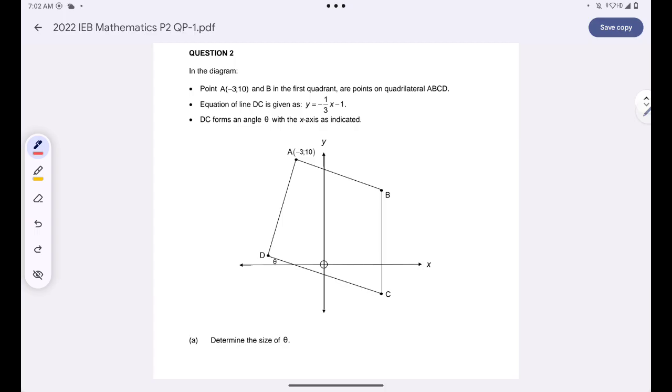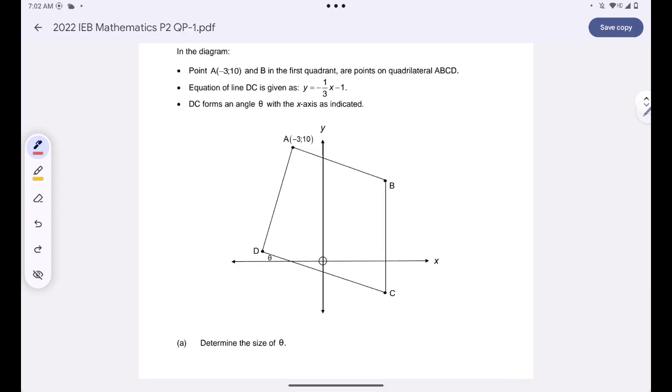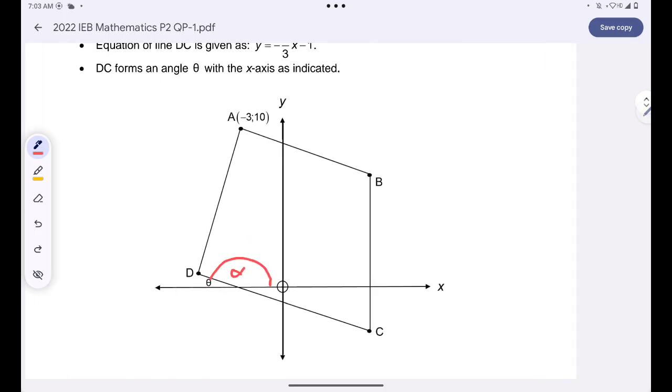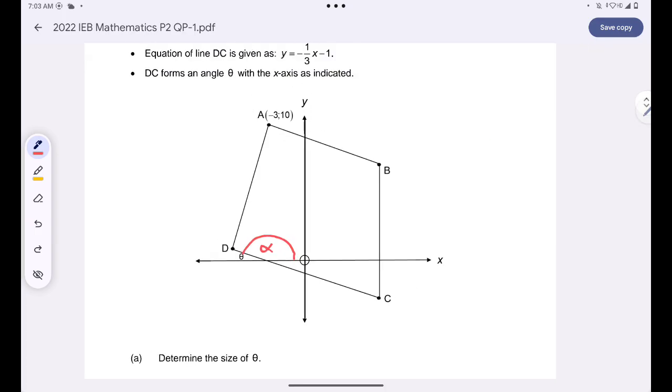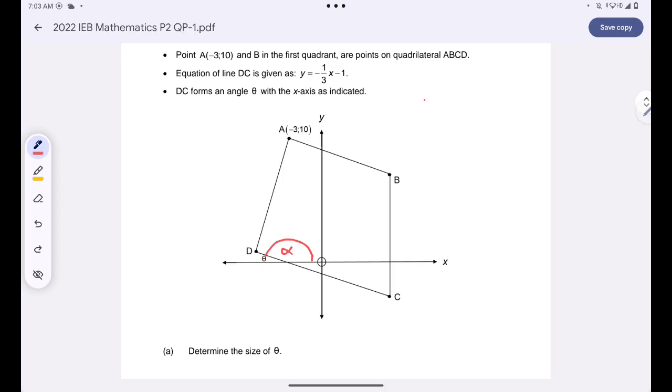We do have the gradient of line DC, right? So the gradient of line DC will give us the angle of inclination. The angle of inclination is this one. Please remember that the angle of inclination is always the space between the right hand side of your line and the x-axis. Are you together? So alpha over here represents my angle of inclination. So I can simply say that m is equal to tan alpha. Negative 1 over 3 is equal to tan alpha.